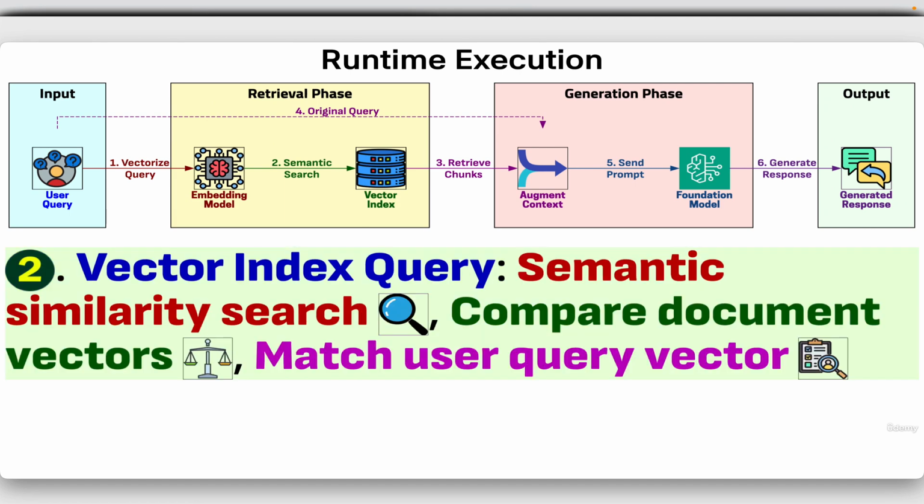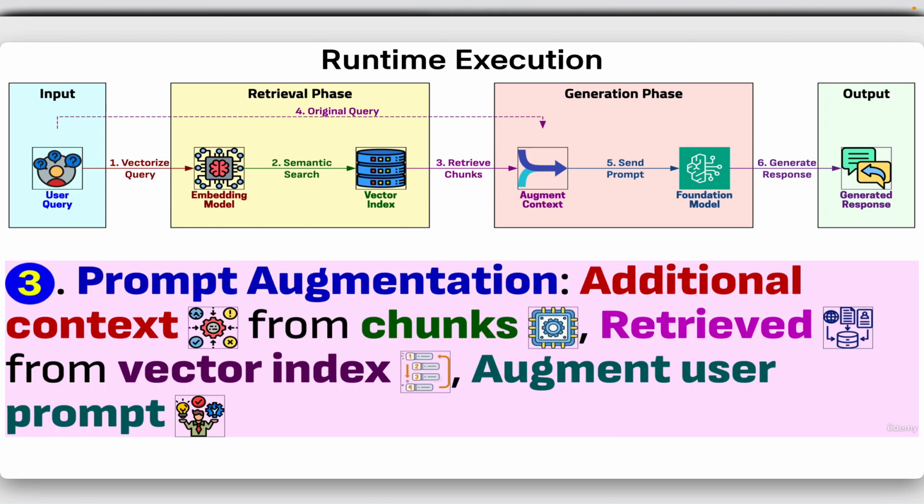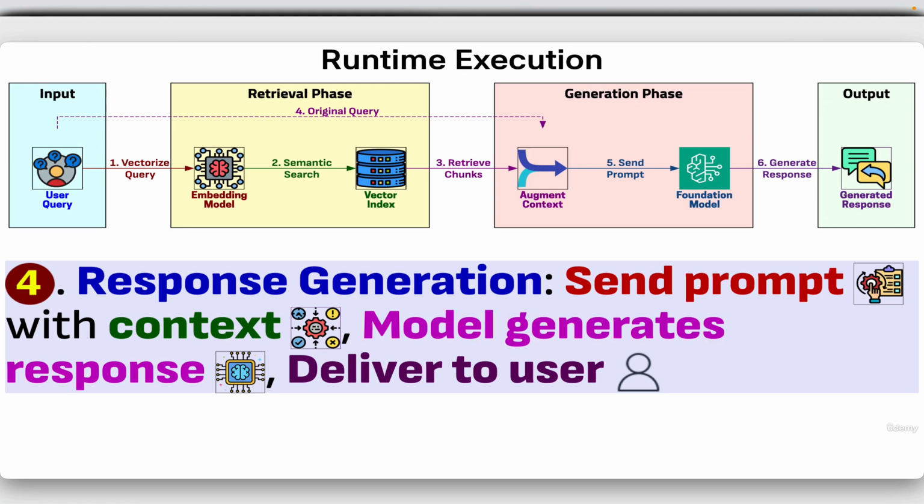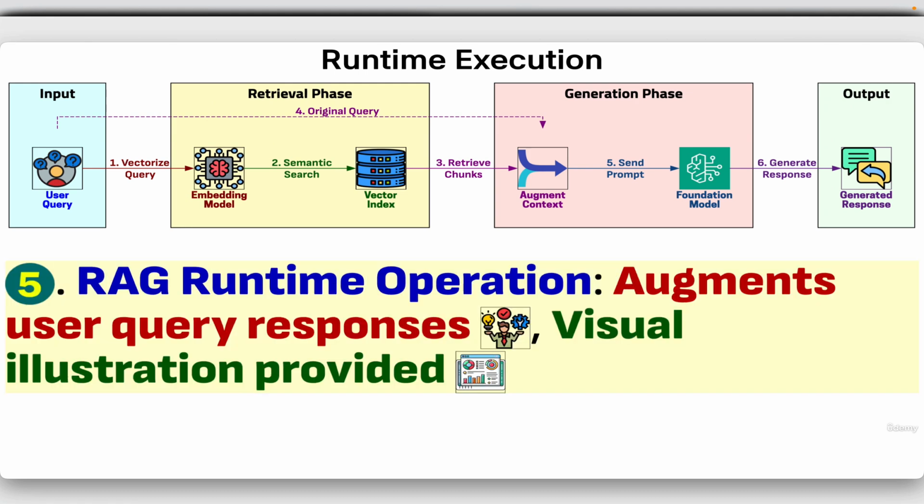The system queries the vector index to find text chunks that are semantically similar by comparing the document vectors to the user's query vector. In the final step, the user's original prompt is augmented with the additional context retrieved from the chunks found in the vector index. This augmented prompt, combining the user's question and the new context, is sent to the model to generate a final response for the user. This process illustrates how retrieval augmented generation operates at runtime to effectively augment responses to user queries.